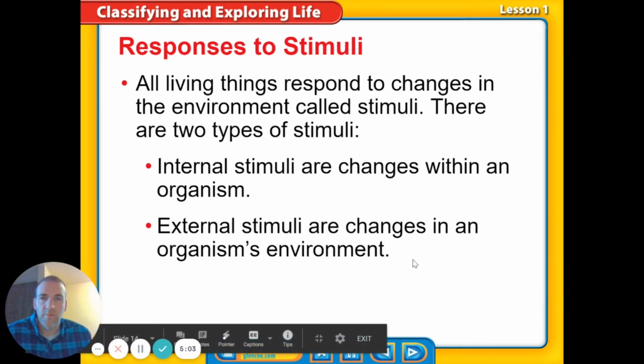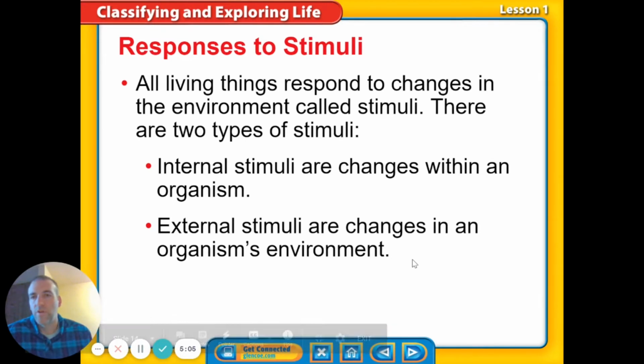External stimuli is going to be things like temperature. So when you are cold, your body starts to perhaps shiver. When you are warm, you're going to start sweating. That's external stimuli. If you flinch because of a loud noise, that would be an example of an external stimuli because that's a change in your environment.